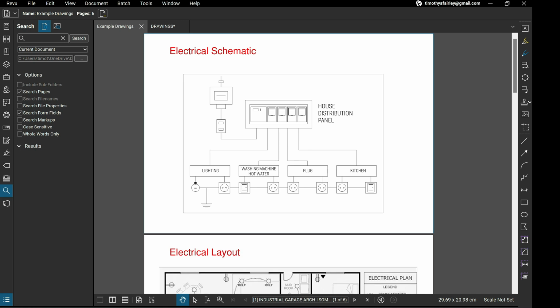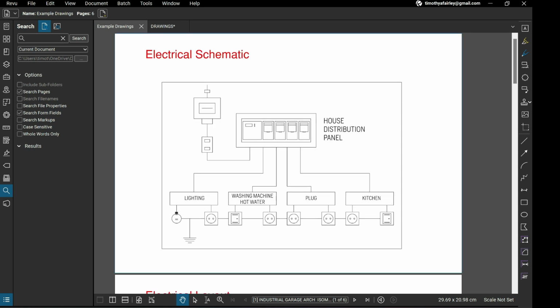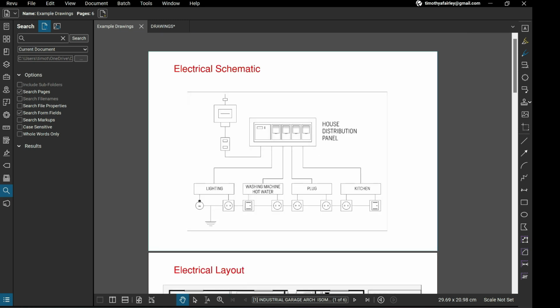So what a schematic tells us is basically how everything's connected. They're like a wiring diagram. This really simple example shows the incoming supply from the street, the house distribution panel, and then the services that are connected to the distribution panel. So there's the lighting, the hot water, the washing machine, the plugs, and the kitchen. Now, this is just a really basic example of a single electrical single line diagram, or a schematic.